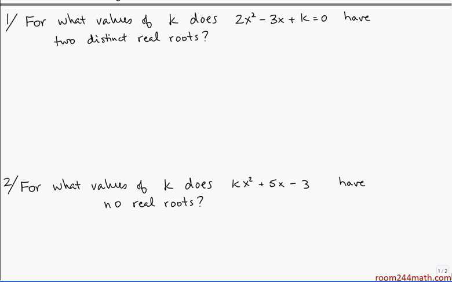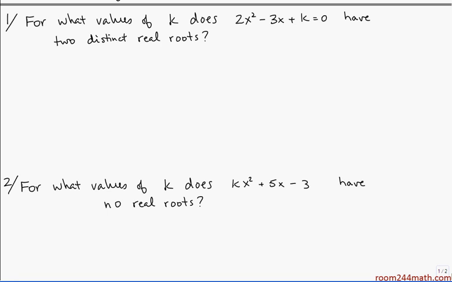And as we will see with these three examples, we can look at a whole class of quadratic equations because we're actually trying to find a value of k in every case that makes that quadratic equation have certain characteristics. So for the first one, we are trying to find values of k that make 2x squared minus 3x plus k have two distinct real roots.